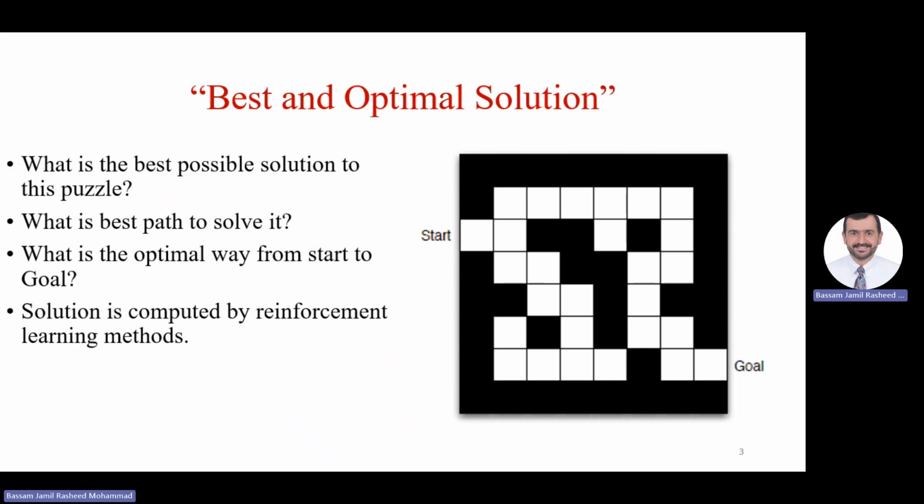The best and optimum solution. So here is an introductory puzzle. What is the best possible solution to this puzzle, or the best path to solve it? For us this is very simple. You can go, okay, this is the path. That's easy. But this conceptualizes a class of problems where we need to do sequential stepping to find the optimum path. The optimum way from start to goal, those are sequential steps, and the solution is offered by reinforcement learning.